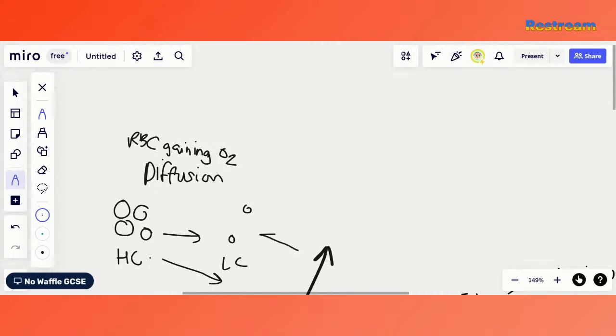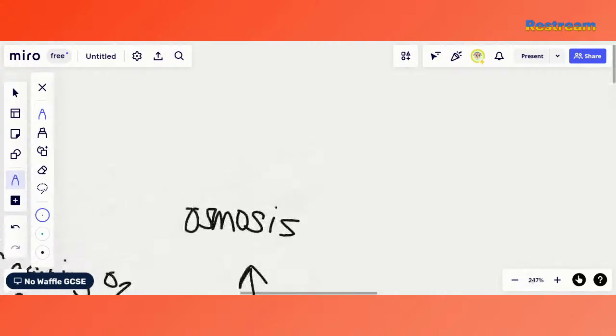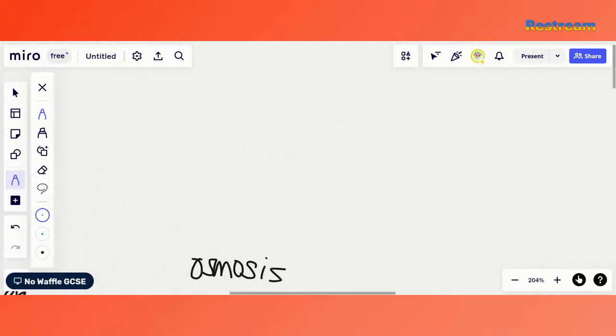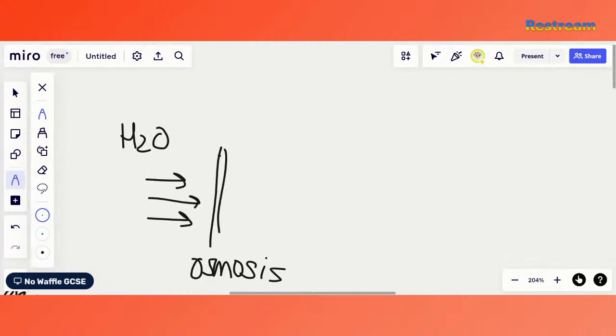Okay, that's diffusion. Now going on to osmosis. Osmosis is the net movement of water through a partially permeable membrane. So all these substances can hit it, but only water can go through because it's partially permeable, so only water is a small enough molecule.